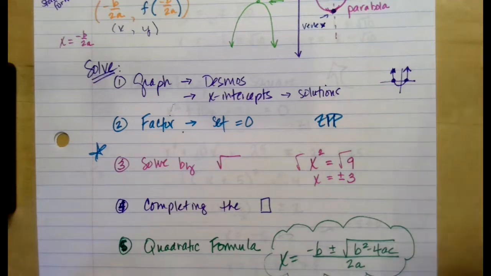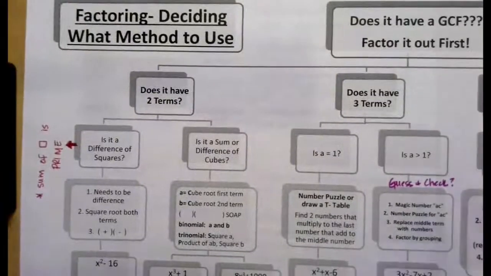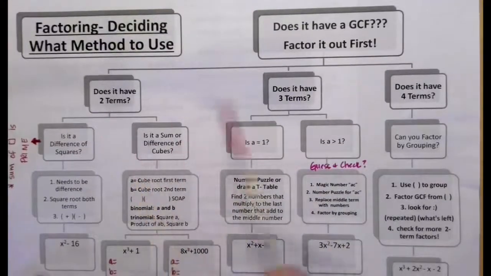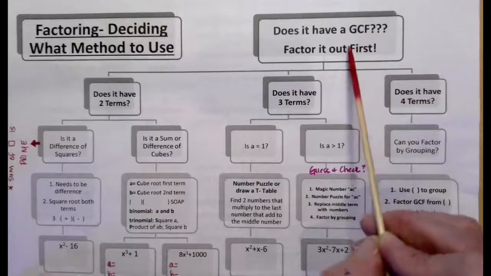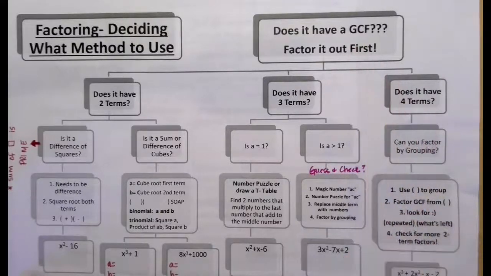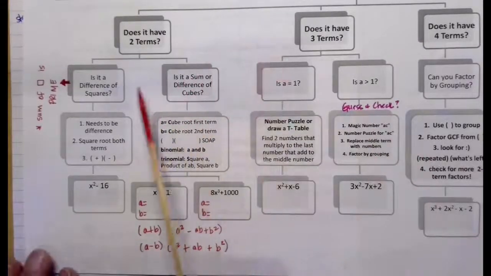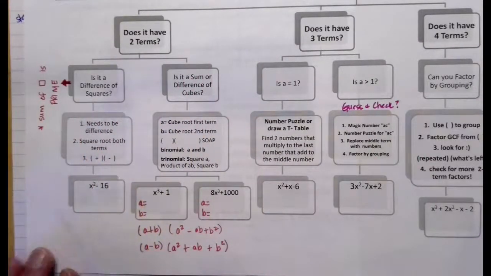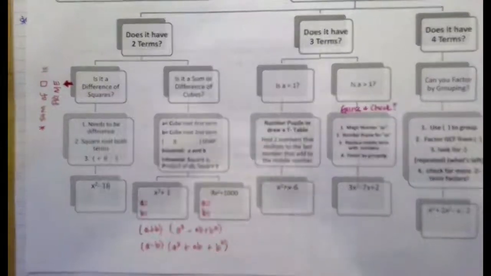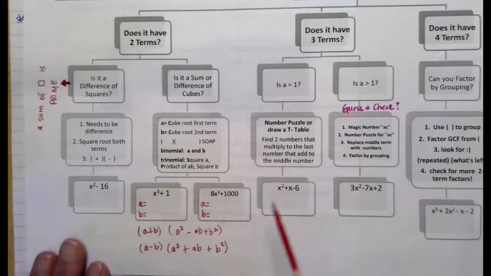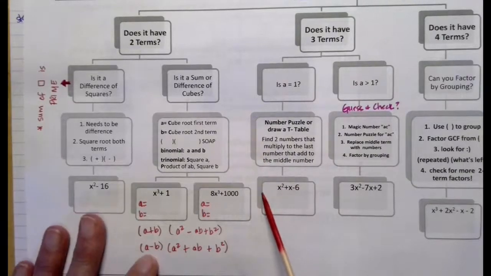Now, when we factor, we've got a couple of different methods that we need to consider. First of all, it helps us to look at how many terms it has. 2 terms, 3 terms, 4 terms. Don't forget to always take out that GCF first. If it has 2 terms, maybe it's the difference of 2 perfect squares. If it's the sum of squares, it's prime, and you won't be able to factor it. If it's the sum or difference of cubes, you're going to have to follow this pattern.